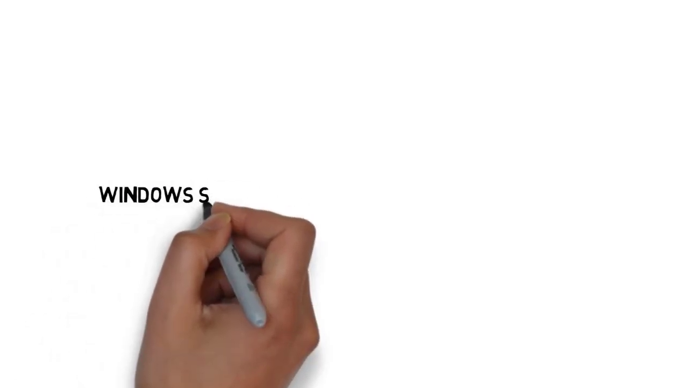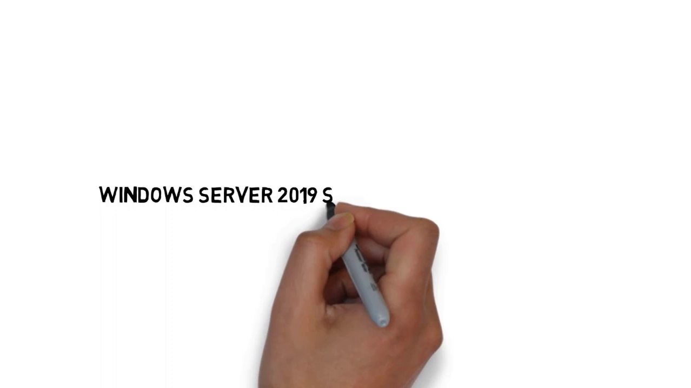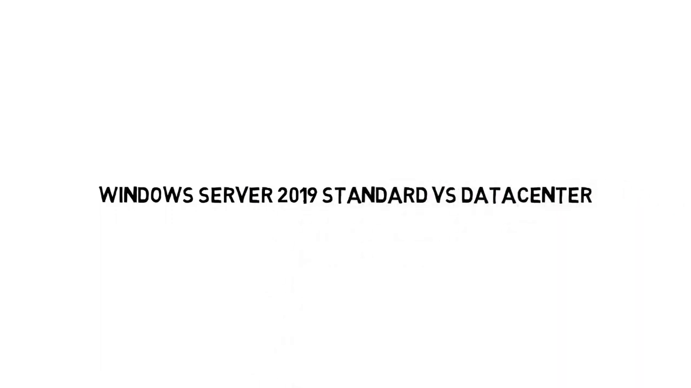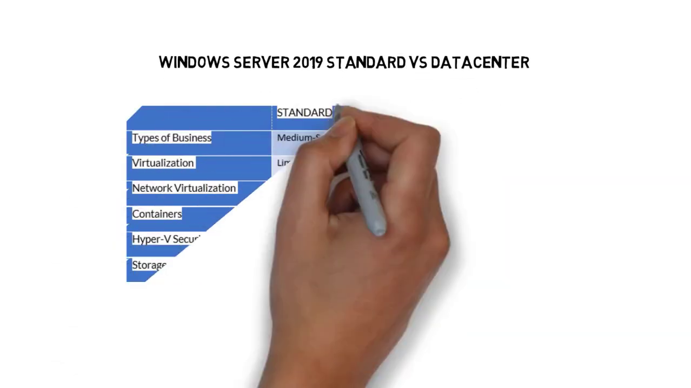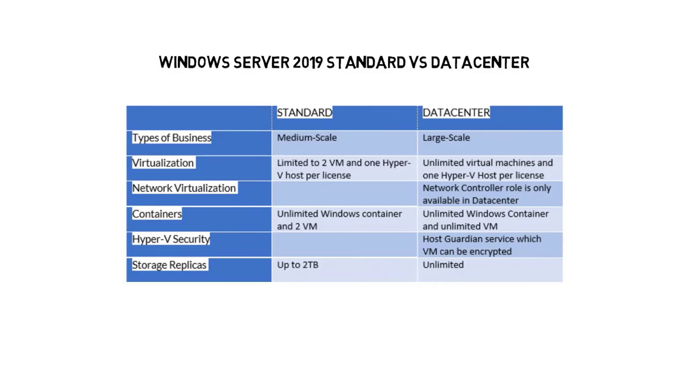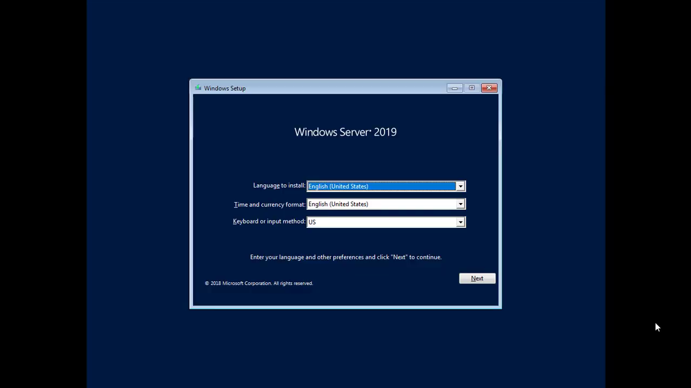In Windows Server 2019 you can see there are two versions, one is Standard and one is Datacenter. In the table I have listed the main differences between Standard and Datacenter. Okay, so let's get back to the installation part.